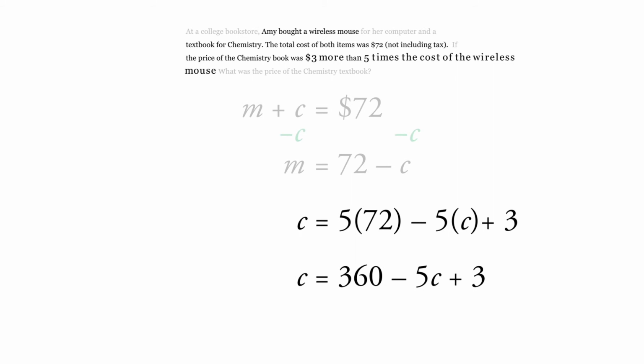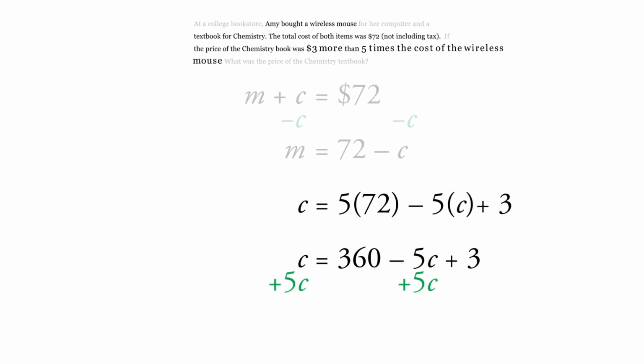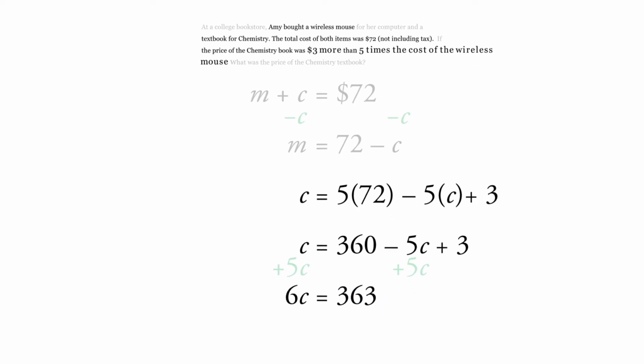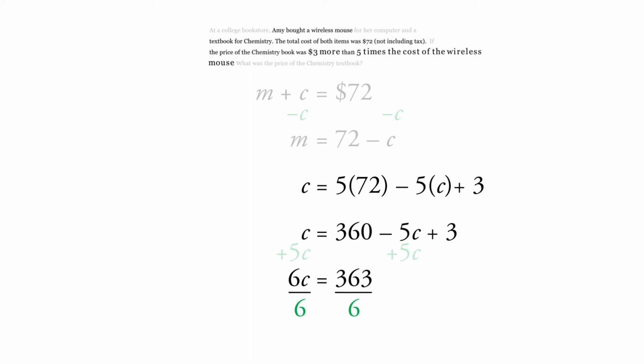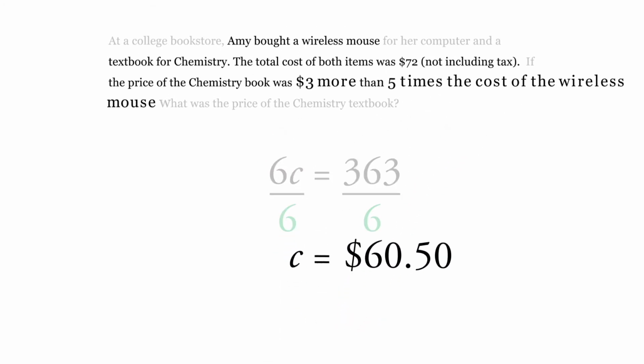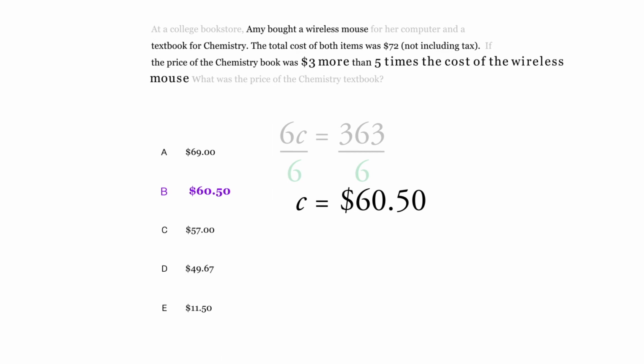So we can now add 5C to both sides, and we get 6C equals 360 plus 3. So 6C equals 363. We'll divide both sides by 6, and we get C equals $60.50. And that's our answer. Our chemistry book is $60.50.